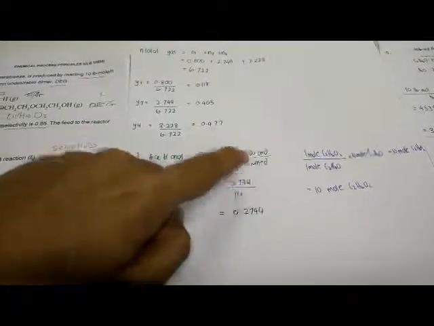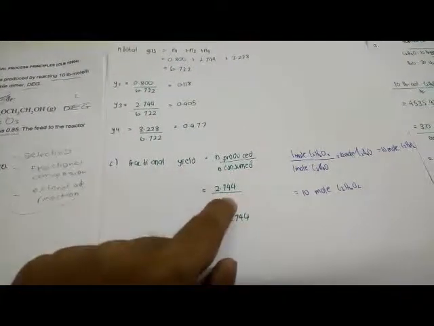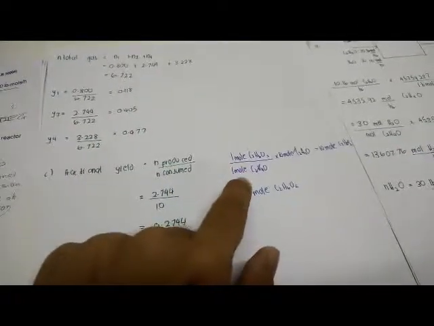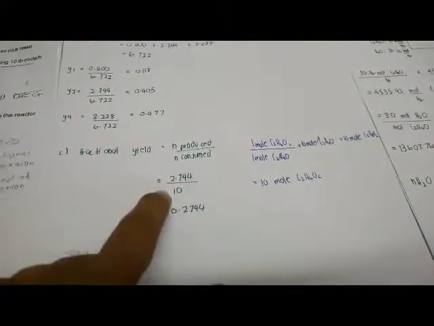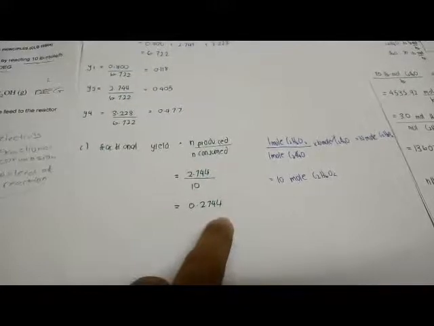Finally, for the fraction number C, which is to determine the fractional yield. For the fractional yield, the formula is N produced over N consumed. The N produced is C2H2 and the consumed is also C2H2. So the N produced is the value for N3, which is 2.744, and consumed, as we can see, 10 mole. So we divide by 10. So the value we will get is 0.2744. That's it.